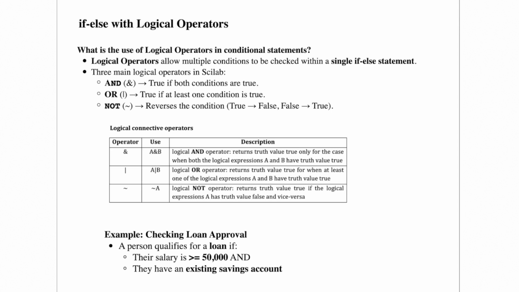And this is not. It will return truth value true if the logical expression A has truth value false and vice versa. Now let's look at one particular example, checking loan approval. Here are the conditions so that a person qualifies for a loan. If the salary of the person is greater than or equal to 50,000 per month and the customer has an existing savings account, then only the loan will be approved.